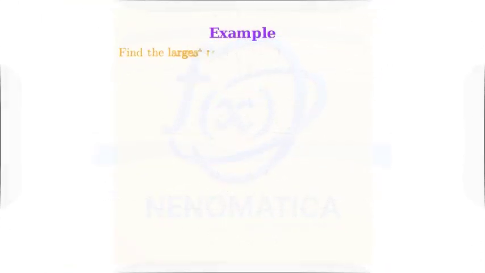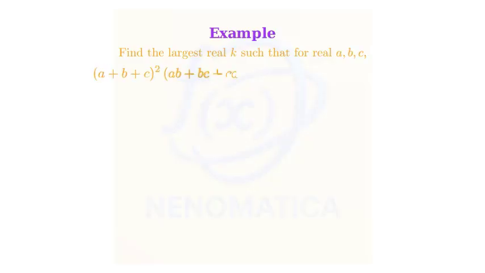Example. Find the largest real number k such that for all real a, b, and c, the quantity (a plus b plus c) squared times (ab plus bc plus ca) is greater than or equal to k times (a squared b squared plus b squared c squared plus c squared a squared).